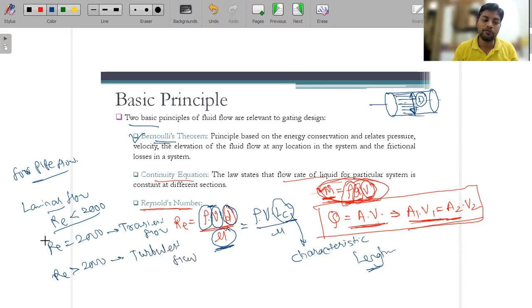Okay, but here we are not going to consider these two things. Whatever elements we are assuming, whether it's a pipe or taper pipe or anything else, if it is a pipe flow, then we are considering that this should be less than 2000. So please keep in mind these three things. These are the two principles, Bernoulli's theorem and the continuity equation, and the Reynolds number that we have to keep in mind.